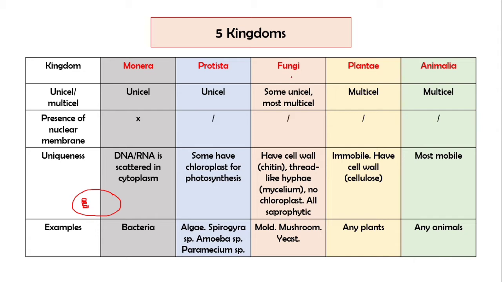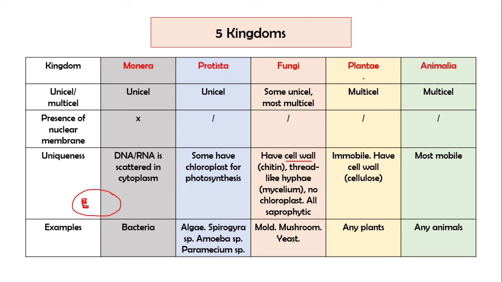Okay, kingdom Fungi. Some are unicellular, some are multicellular, and all fungi species have nuclear membranes with a cell wall made up of chitin and no true roots, only thread-like hyphae. We call it as mycelium. No chloroplast means that fungi do not carry out photosynthesis. Fungi are saprophytic organisms, saprophytes. So examples of fungi: mold, mushrooms, and yeast.